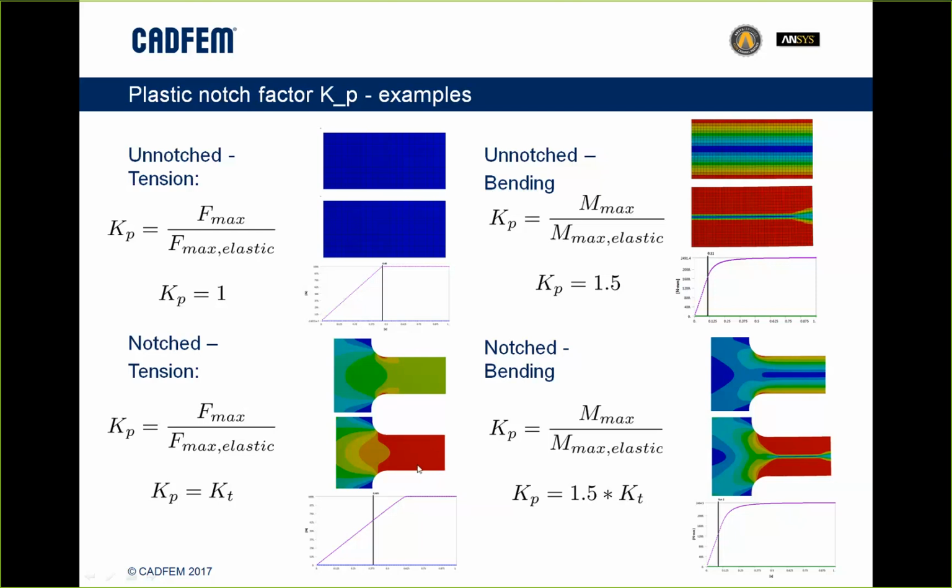When I pull more and more, I will come to the point where everything is plastified. When I look at the force displacement curve, you see here it started to plastify, and it doesn't really affect the curve. Then I'm in the ideal plastic region, so I get no more force. After I reach this force, it will simply fail. I cannot get more load out of my structure than that. For that reason, they say maximum load divided by the load where it just plastifies, the first point, is my plastic notch factor.